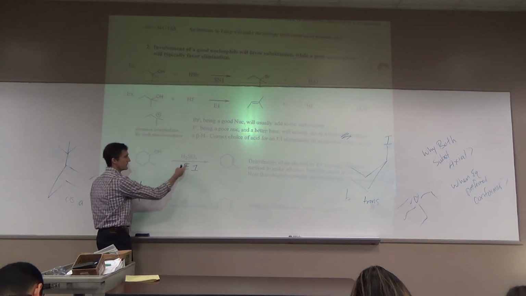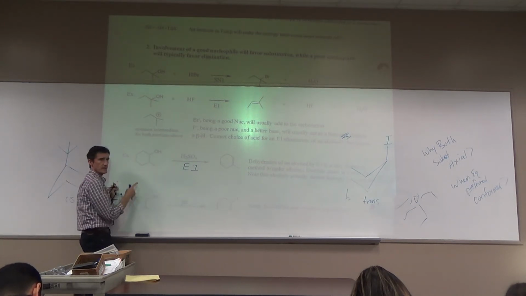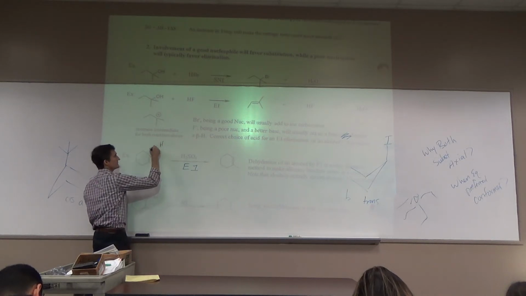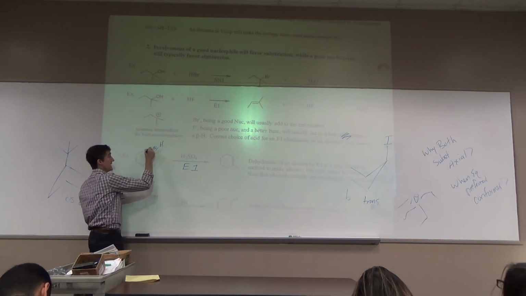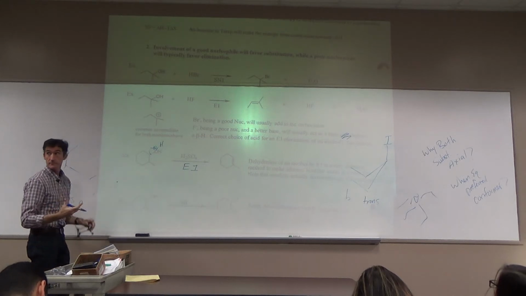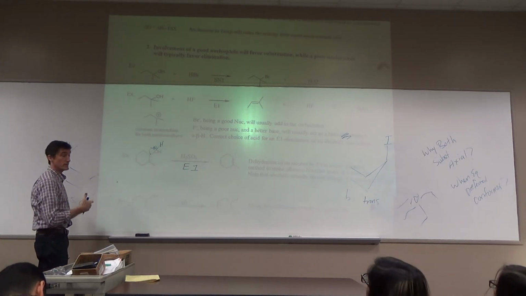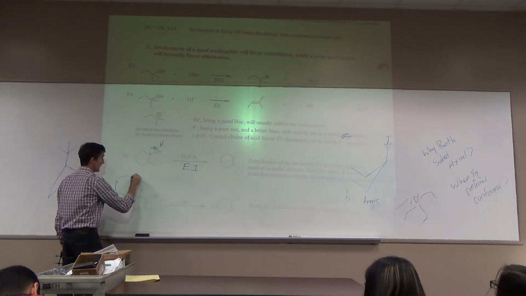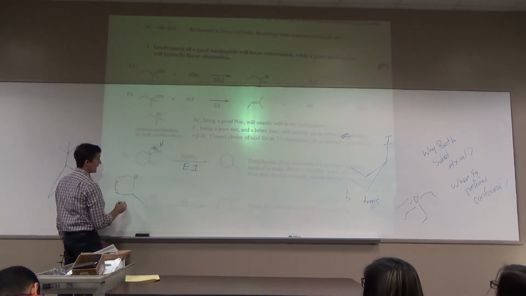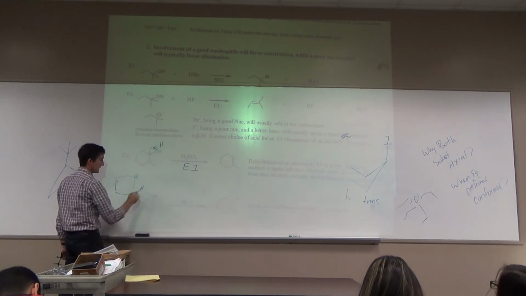This is an E1. Since it's an E1, what's the first step? Think through the mechanism. Protonate the oxygen, make it a good leaving group. What's next? The good leaving group leaves. That's your unimolecular pathway, either SN1 or E1. Make a cation, right? Then what's the final step?